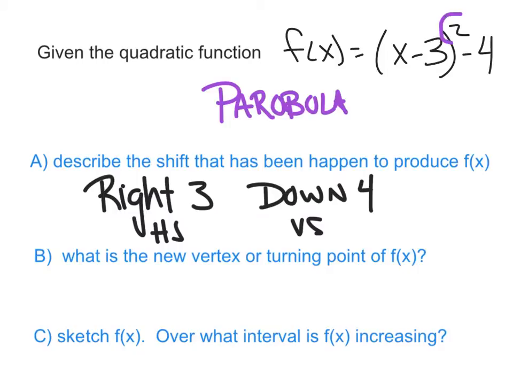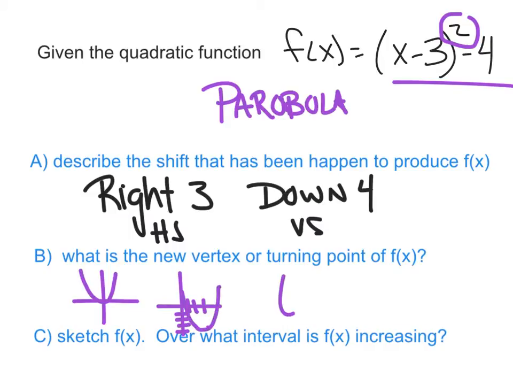Is that it has this quantity squared. That's what gives it away. What is the new vertex now? Okay, well, I went right 3 and down 4. Remember, the parent graph is centered at the origin. I just picked this graph up and I shifted it right 3 and down 4. So my new vertex is (3, -4).